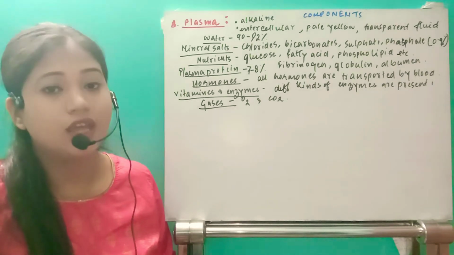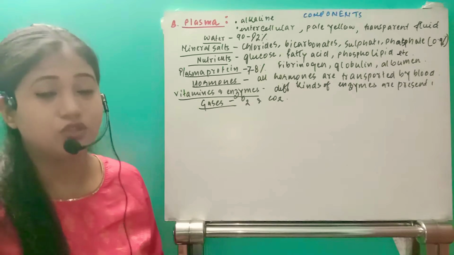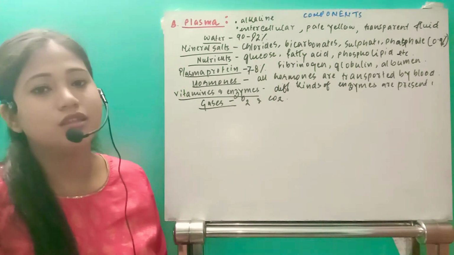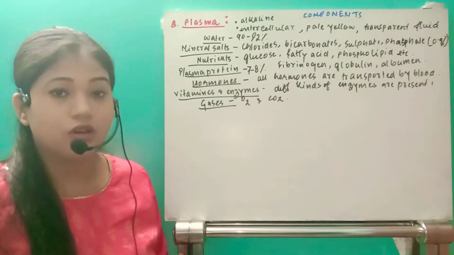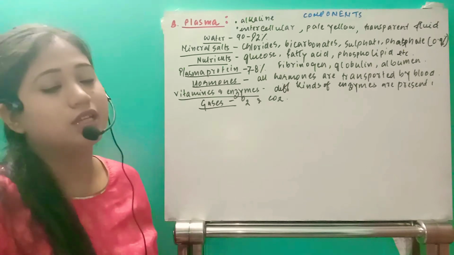The first thing is that the plasma has around 90 to 92% water. So this is fluid in nature. Why? Because most of it is just water. So what are the other components that are present and what are the characteristics?